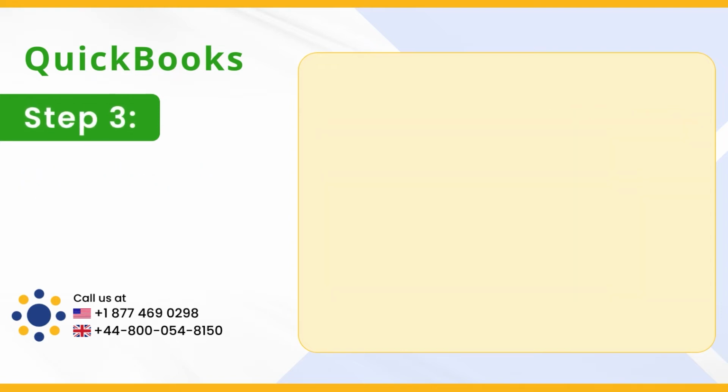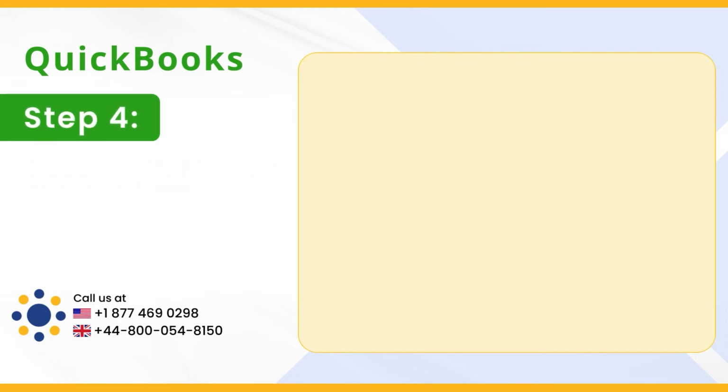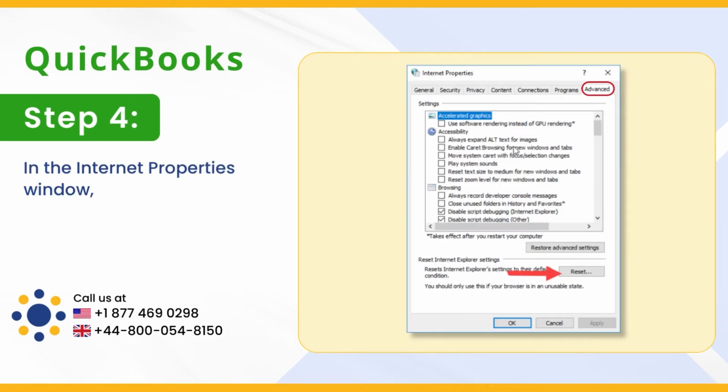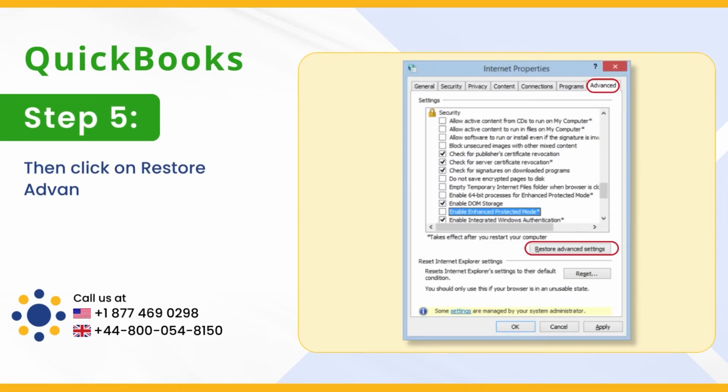Step 3. In the following window, click on Internet Options. Step 4. In the Internet Properties window, go to the Advanced tab. Step 5. Then click on Restore Advanced Settings.